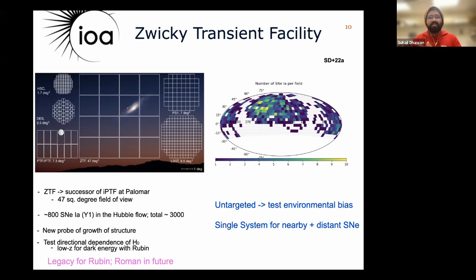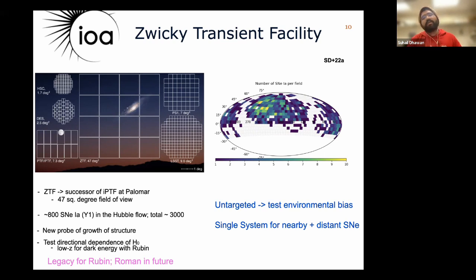This also means that we can get a very large yield of type 1a supernovae with well-sampled light curves, therefore getting very good distances in a very short time span, and with a well-understood selection function, because it is an untargeted survey, and therefore you have search and follow-up from the same photometric system. This is extremely important in order to test whether there is any strong environmental bias in the inferred luminosity of type 1a supernovae, as I'll talk about in the next slide.